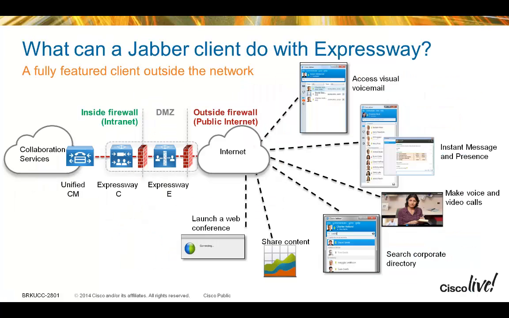So what can Jabber do? Not quite everything, but we'll still call it a fully featured client, right? So audio and video, obviously this has always been core. IM and presence. This is really the new to Expressway, and we'll talk about how we enabled this. Searching corporate directory, kicking off a WebEx, who uses the Jabber visual voicemail? It's a pretty cool app, isn't it? I can't stand dialing into voicemail anymore. I have to use that. This is all enabled through Expressway beyond the firewall.